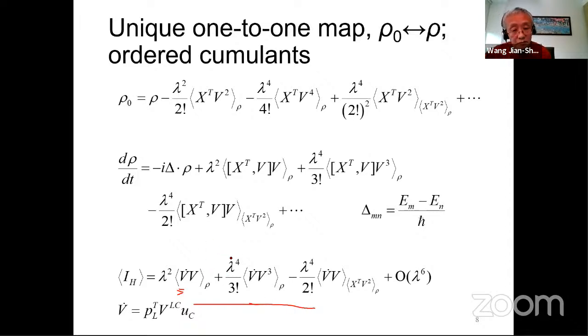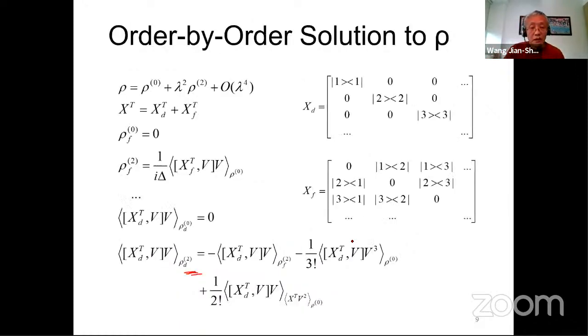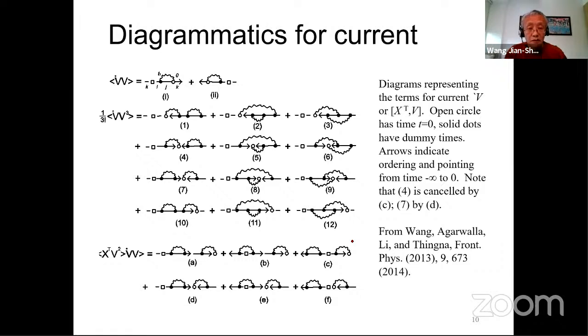So if you want to work out the result to fourth order, because the lowest order is actually already second order, you want to go one order higher. You have to know not only what this rho is, but also you have to work out something like V, and that sort of correlation. We can do this calculation. We can actually make some diagrammatic expansion, a diagrammatic representation of that.